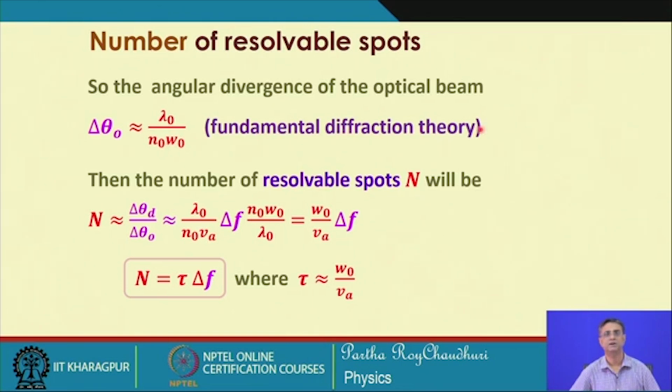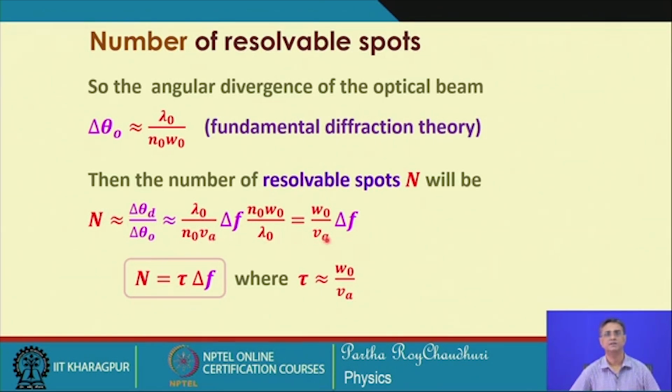So, this comes from the fundamental diffraction theory. Then the number of resolvable spots n will be given by the range of the deflection angle divided by the angular divergence of the total beam. Therefore, this will be given by this equation. We can just replace this delta theta by this quantity, and delta theta d is already lambda 0 by n 0 into acoustic velocity.